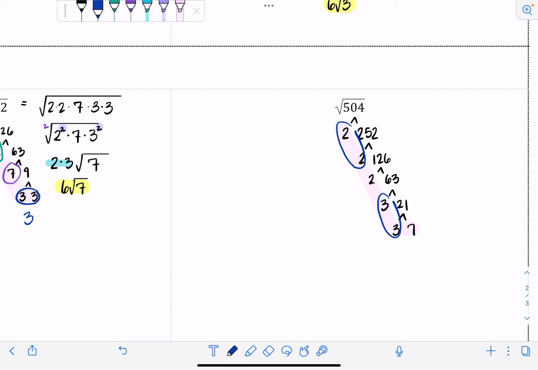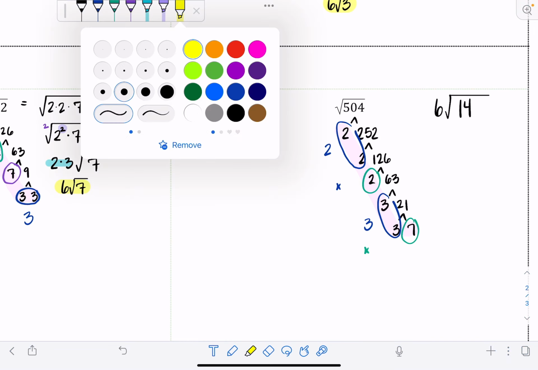So I have a pair of 2s, so I can pull out a 2. I have a pair of 3s, I can pull out a 3. I'm going to multiply those two together. Remember, the numbers that you have pairs of get to come out of the radical. So 2 times 3 is 6, and then anything that's left over that's not a part of a pair would have to stay inside. So I have a 2 and I have a 7 that were not a part of a pair, so I would multiply those back together. I'm going to put a little green multiplication symbol down there. So 2 times 7 is 14. So our final simplified form would be 6 times the square root of 14.